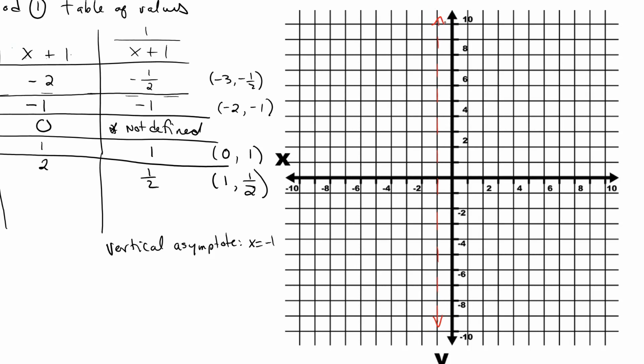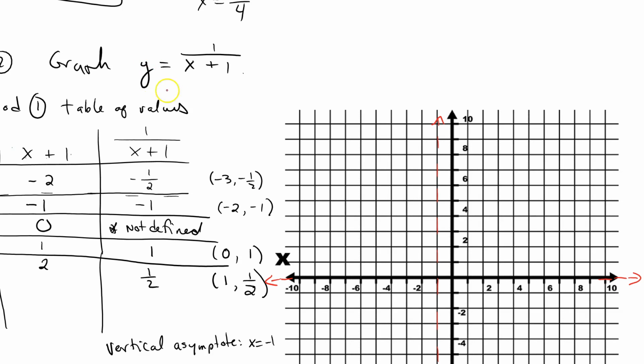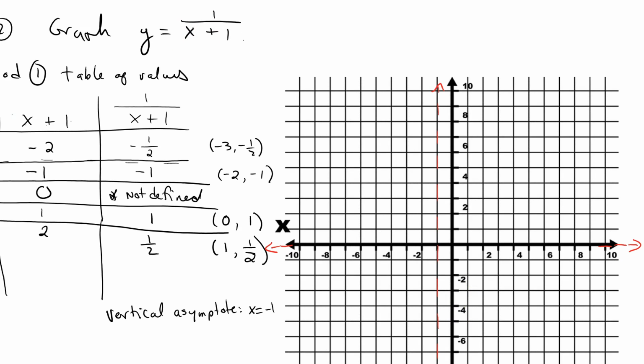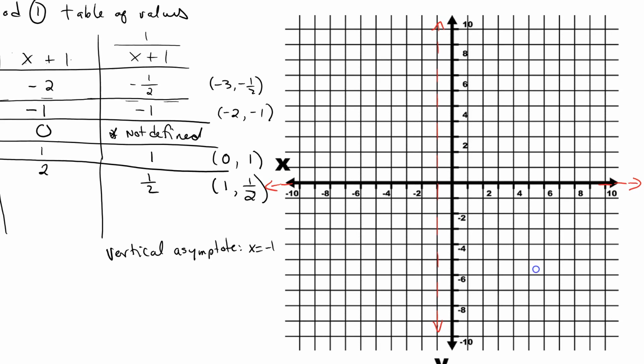The other thing I'm going to do is extend the horizontal asymptote this way, and this way, because no matter what value you put in for x in the original, this will never become 0. That's the whole point of an asymptote. It gets closer and closer and closer, but never actually touches.